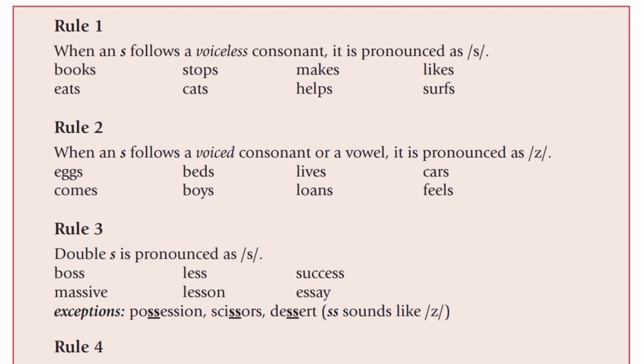Voiced consonants followed by an S are pronounced as Z. Eggs. Comes. Beds. Boys. Lives. Loans. Cars. Feels.